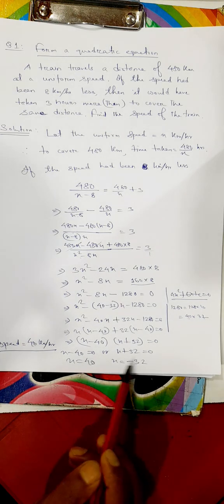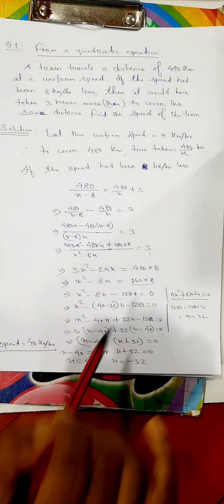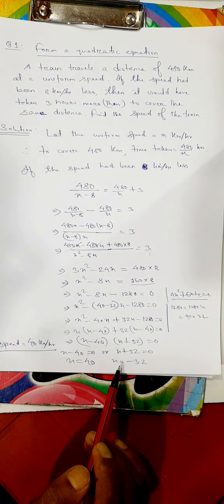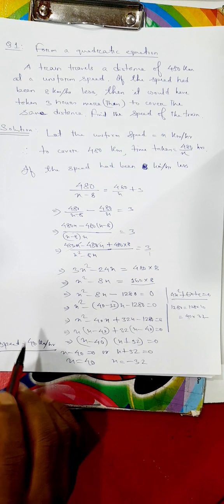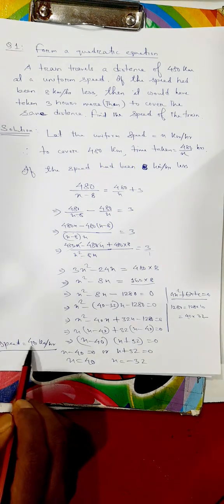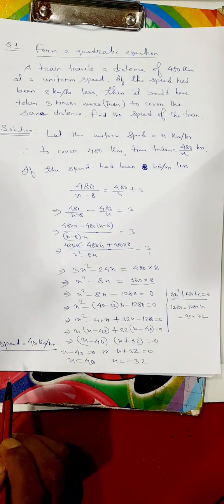These two are roots of this quadratic equation. Now we have to find the speed of the train. Speed cannot be negative, so speed of the train was 40 km per hour.